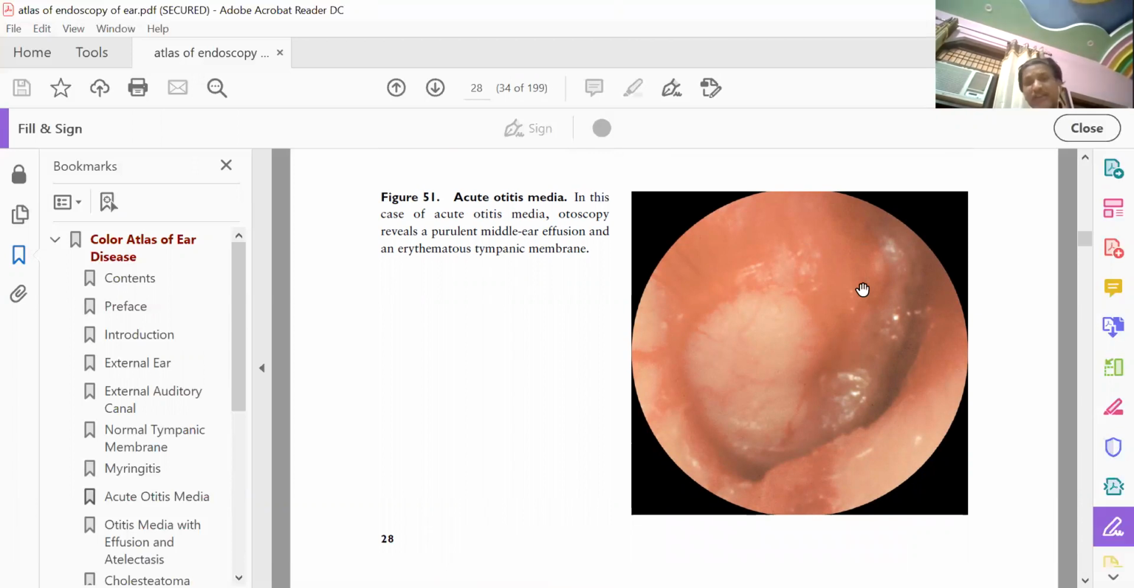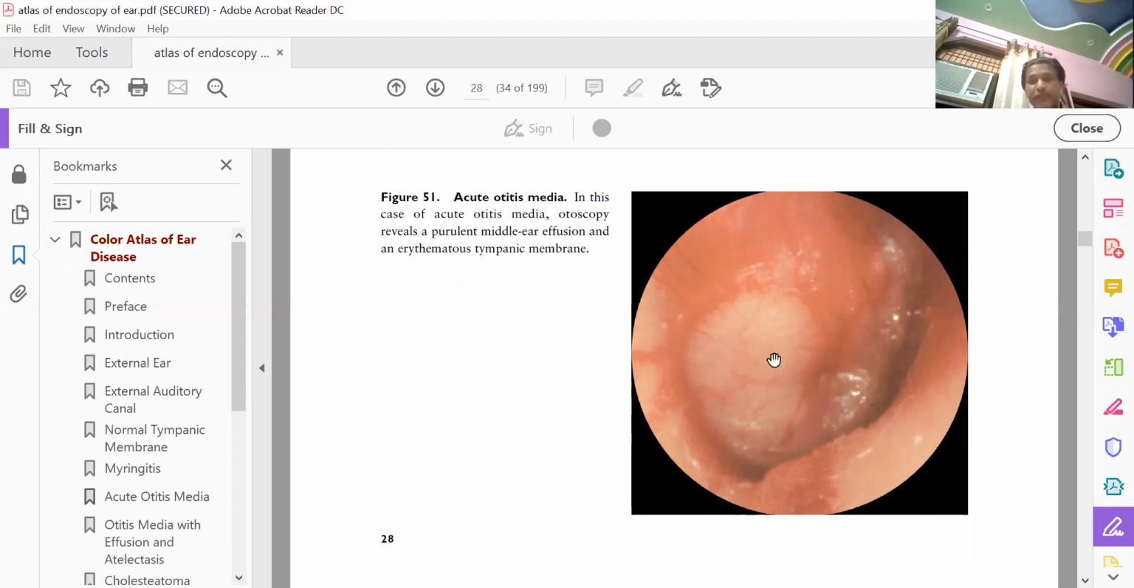The pars tensa is not so stretched, and the handle of malleus is embedded also in the edematous tympanic membrane, and some part of the tympanic membrane comes out also. This is called bulging, which is opposite to the retraction. Retraction of the tympanic membrane is suggestive of negative middle ear pressure, whereas bulging is suggestive of a serous fluid or an inflammatory fluid or an exudative fluid pushing the tympanic membrane laterally. So this pushing or bulging can be a future perforation also in most of the cases.